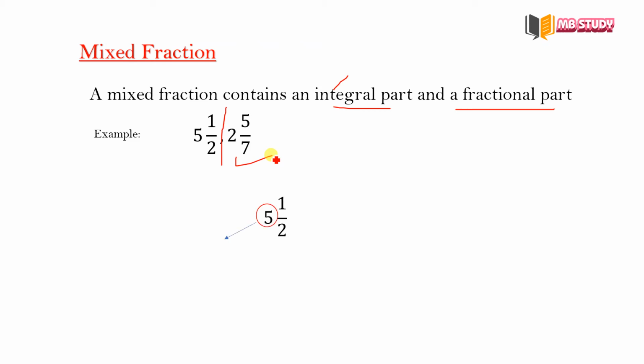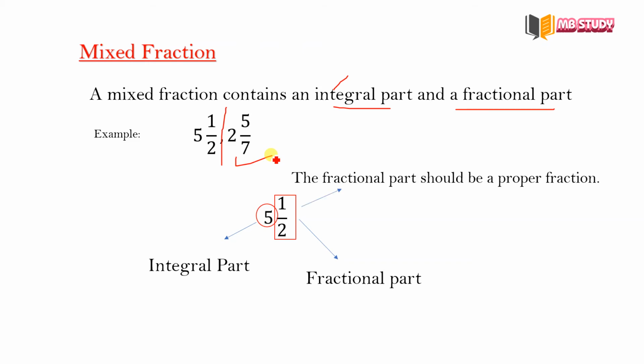Look at here, 5 is integral part and 1 by 2 is fractional part. One more important thing is, in a mixed fraction the fractional part should be a proper fraction. A proper fraction is nothing but numerator is less than denominator. If you observe 1 by 2, 1 is less than 2, that means numerator is less than denominator.